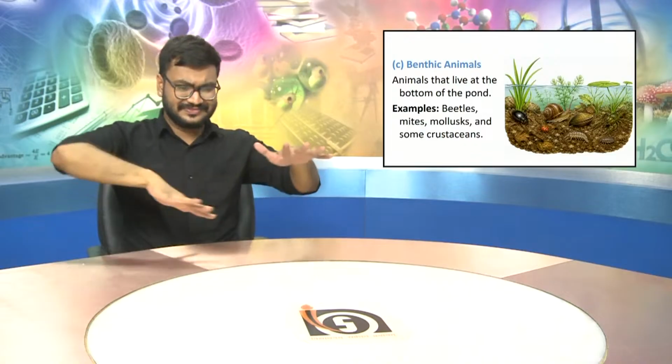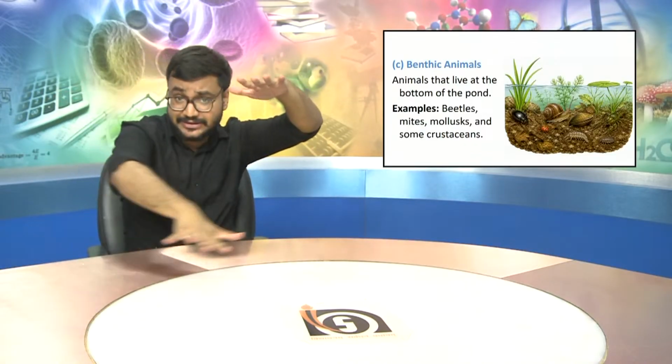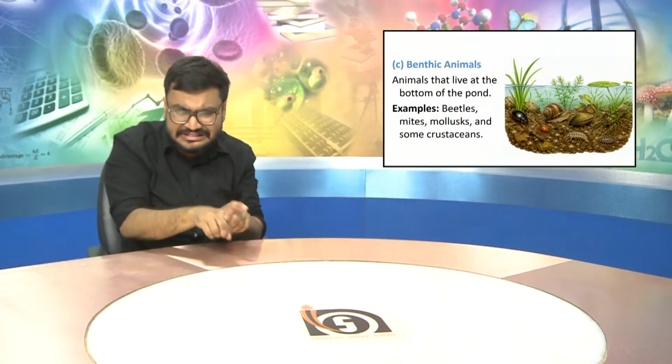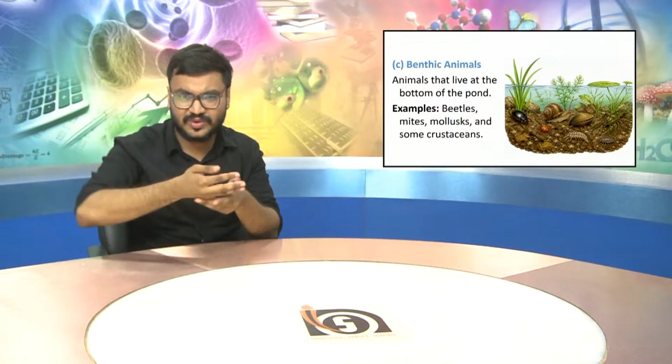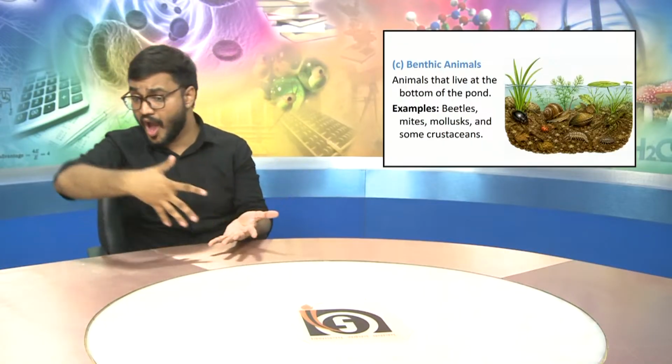And the third one is benthic animals. These are the animals that live at the bottom of the pond. For example, beetles, mites, mollusks, and some crustaceans, etc.